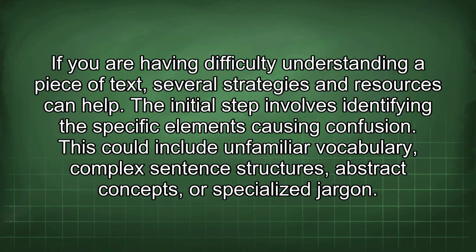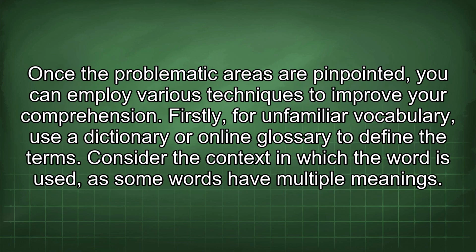If you are having difficulty understanding a piece of text, several strategies and resources can help. The initial step involves identifying the specific elements causing confusion. This could include unfamiliar vocabulary, complex sentence structures, abstract concepts, or specialized jargon. Once the problematic areas are pinpointed, you can employ various techniques to improve your comprehension.